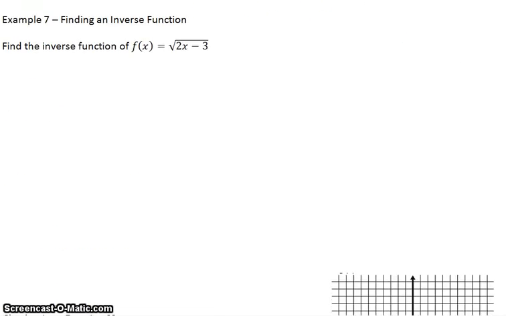Now, I'm going to do the exact same thing with this next one. And you don't have this graph, but I'm going to show you something about this. So we're finding an inverse. We're going to swap x and y around. So what I'm left with is x equals the square root of 2y minus 3.